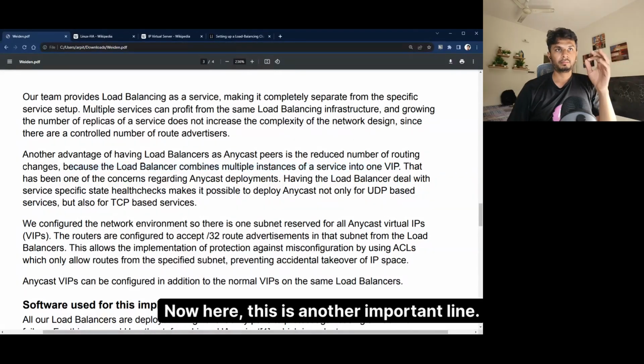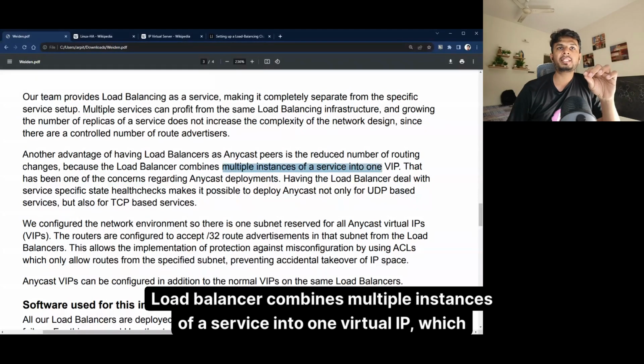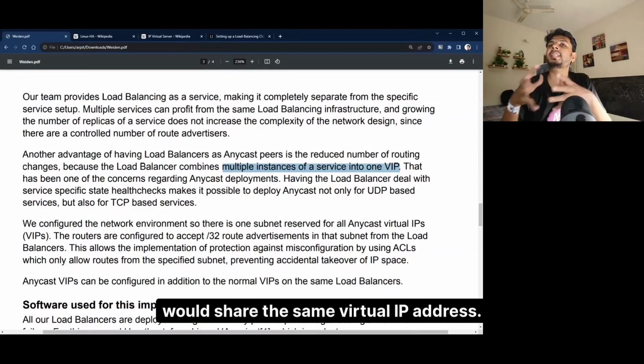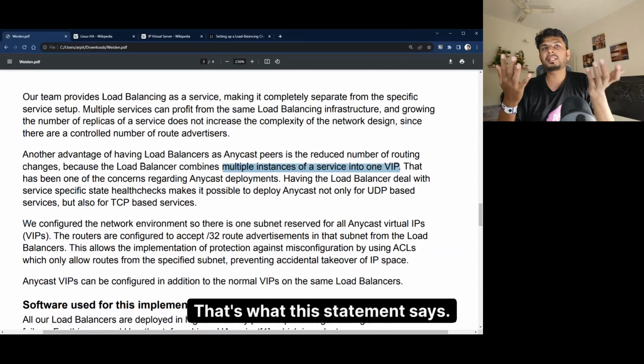Now here, this is another important line. The load balancer combines multiple instances of a service into one virtual IP, which means the servers or machines running the same service would share the same virtual IP address. That's what this statement says.